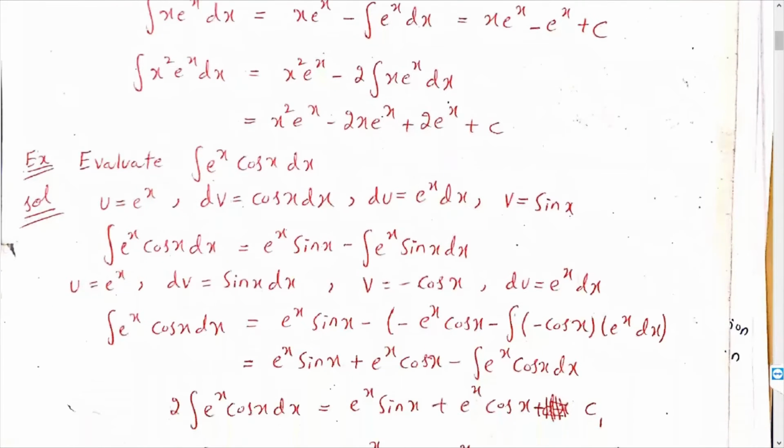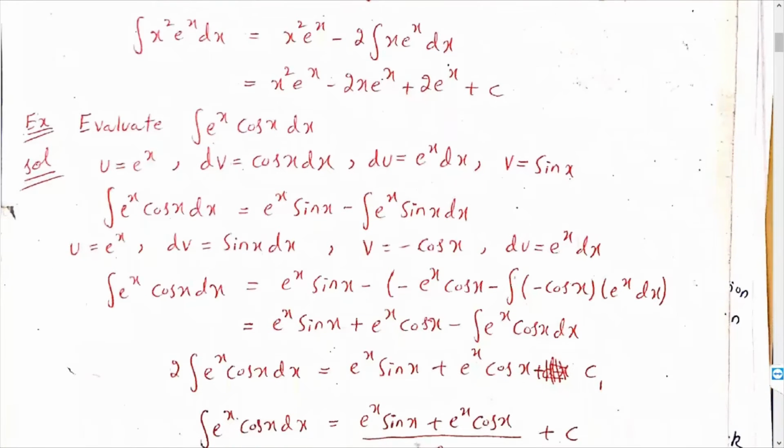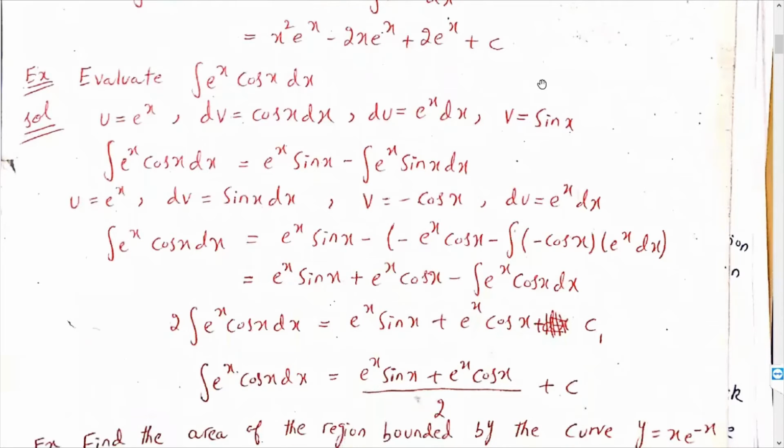Now here is another question, that is e raised to the power x into cos of x dx. Once again, the integrand is a product of two functions. One is the exponential, the other one is the trigonometric function. So let u equal e raised to the power x, and the remaining function comes under dv. Differentiate u and integrate dv, we get these answers. Now applying the formula of integration by parts, u into v minus integral of v into du.